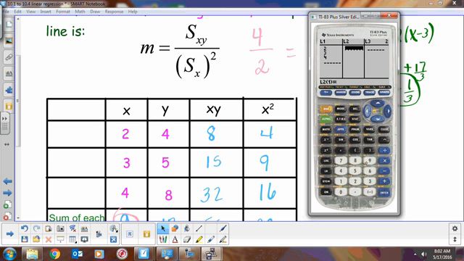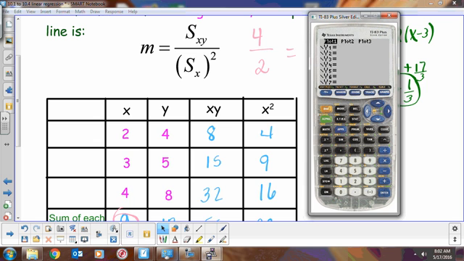And then I'm going to come over here and now I got a positive slope. Does it make sense I should have a positive slope? Why? As the x's are getting bigger, the y's are getting bigger. All right, so let's graph these points.